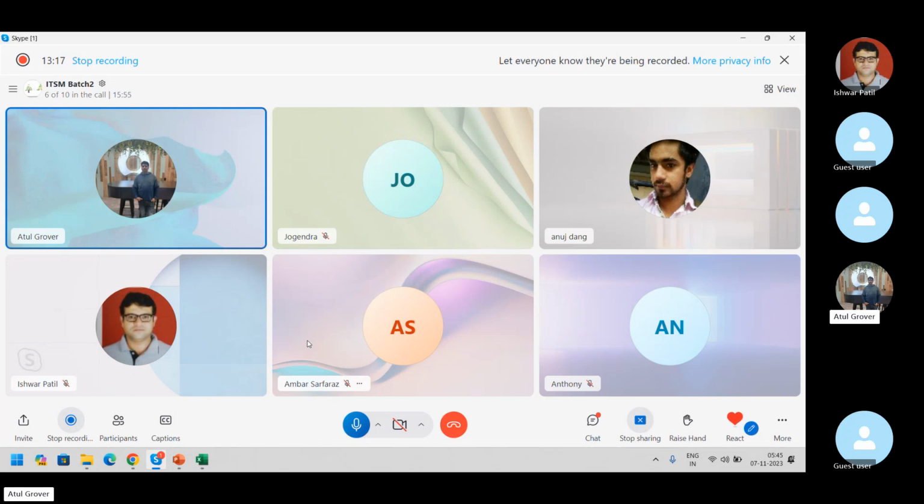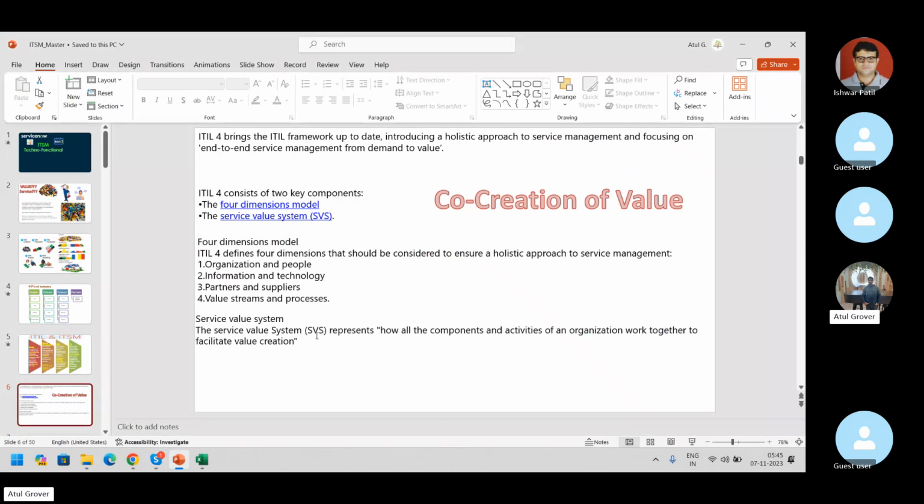It is not required that I know each and everything. Maybe sometimes Ishwar is good in that domain, or maybe Anthony is good in that domain, maybe Jogendra is good in that domain, but I'm not. Right? So this is what the SVS says.